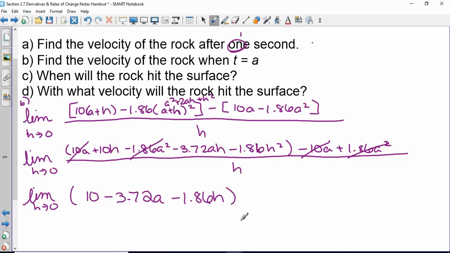So then if I plug in a 0 for my h, what do we get? A number, but I'm just not there yet. Let's try this. So if h is 0, that term goes away. So we just get 10. Next equation, minus 3.72a.